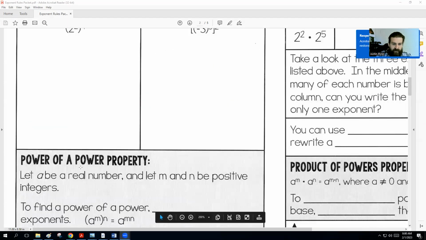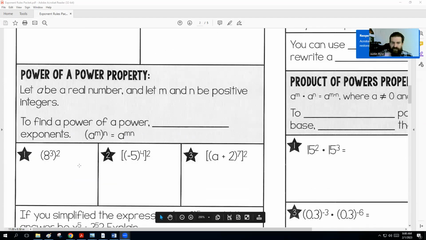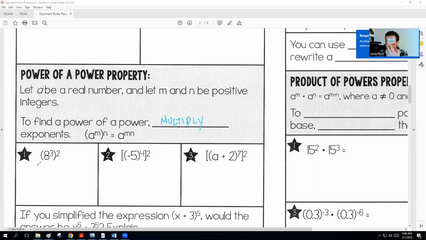So here's the rule, the power of a power. If we have real numbers A and B, and we're taking them to some positive integers M and N, all we need to do is multiply the exponents. So instead of trying to put this in the calculator, we can rewrite this expression. We'll leave the base alone. 8 to the 3rd to the 2nd power would just be 8 to the 3 times 2, 6th power. We're going to simplify it like that. We are not going to expand it or do anything else.